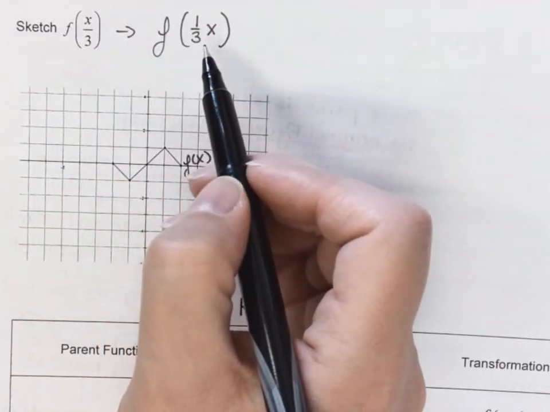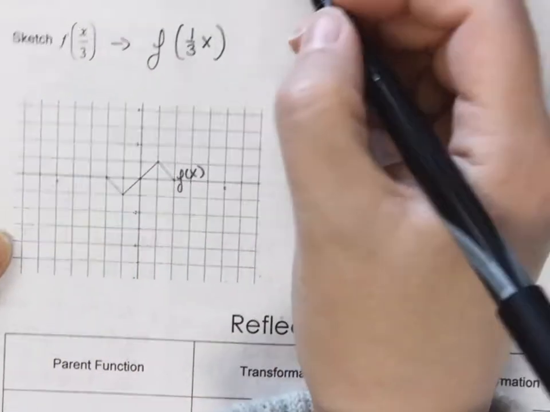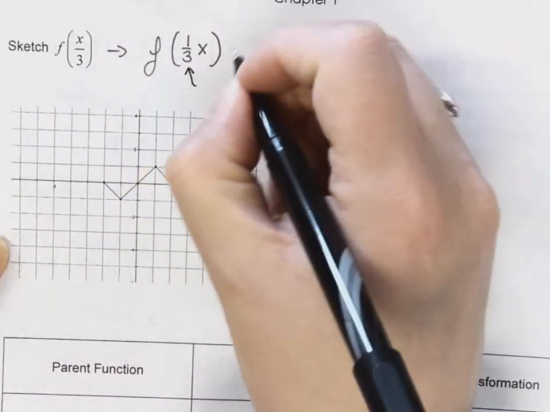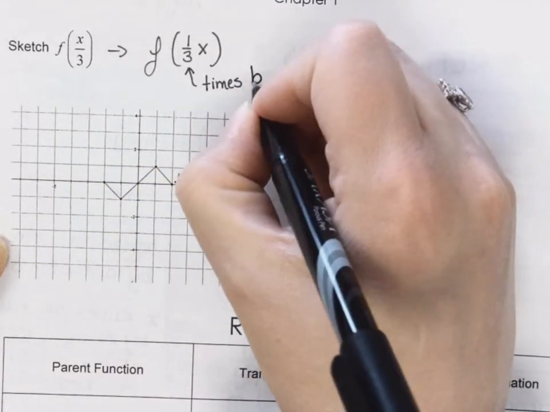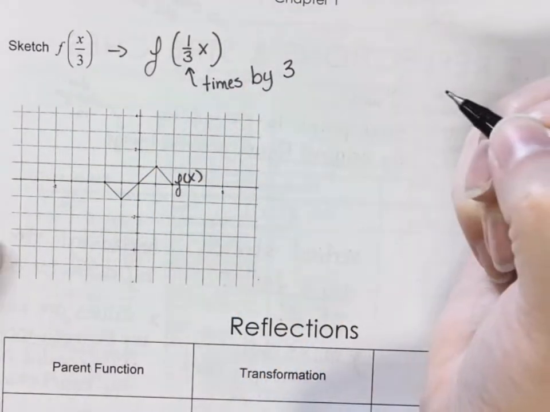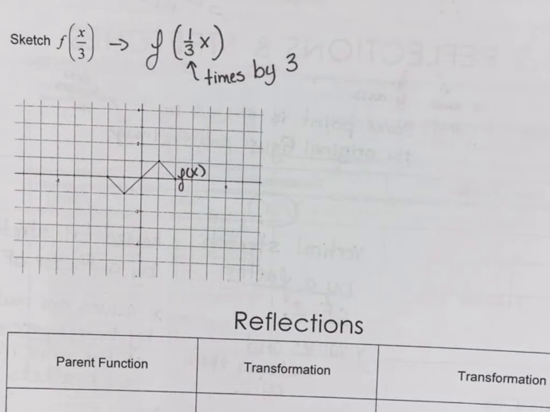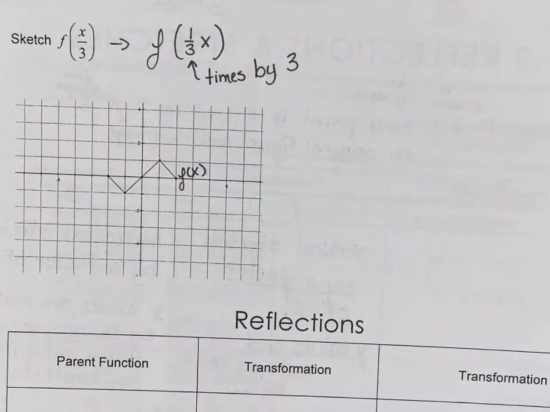Okay, so what's that coefficient? What is this telling me to do? Times by 3. Make the reciprocal by 3. Nice. So we're timesing the x values by 3 now, because we're going to do that reciprocal of 1/3.